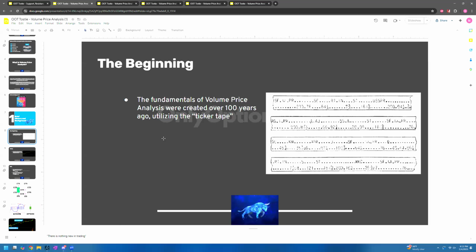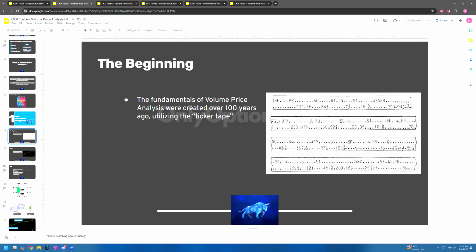Generally speaking, over 100 years ago, stocks used to be traded based off of what was called the ticker tape. And you can kind of see how this is laid out here. On the top, you have a ticker of a stock, and on the bottom, you have the price of that stock and also the volume sometimes as well. So you can see this one looks like it traded, looks like 200 lots at $76. This one traded 200 lots at maybe 81 and a half.